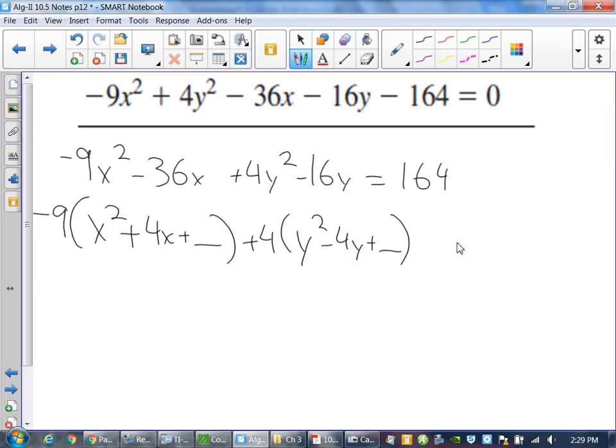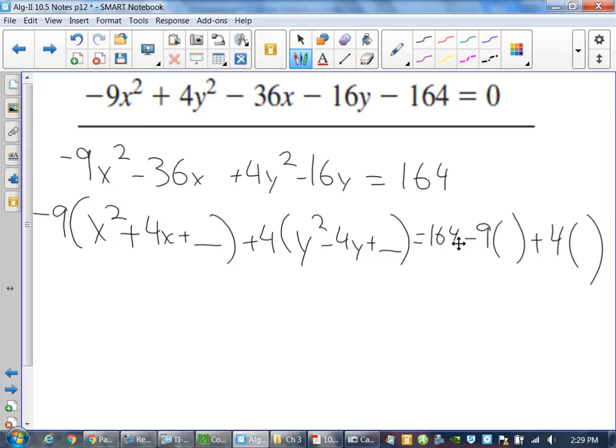And then on the other side, same procedure. You put the 164, sorry. Then it'd be minus 9 times something plus 4 times something. It is extremely procedural. Okay.